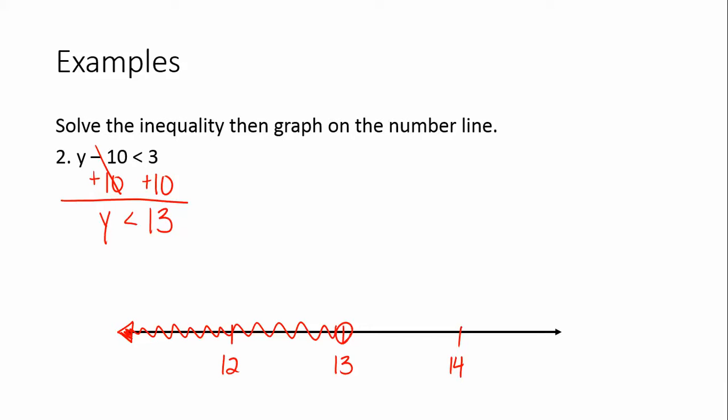And again, remember that an inequality can have, and does have, an infinite number of answers. We can't possibly list all of the numbers that are less than 13. And remember, it includes positives, negatives, fractions, decimals, irrational numbers, everything that's less than 13 would be included. Since we can't possibly list all of those, that's why an inequality and the graph are helpful.